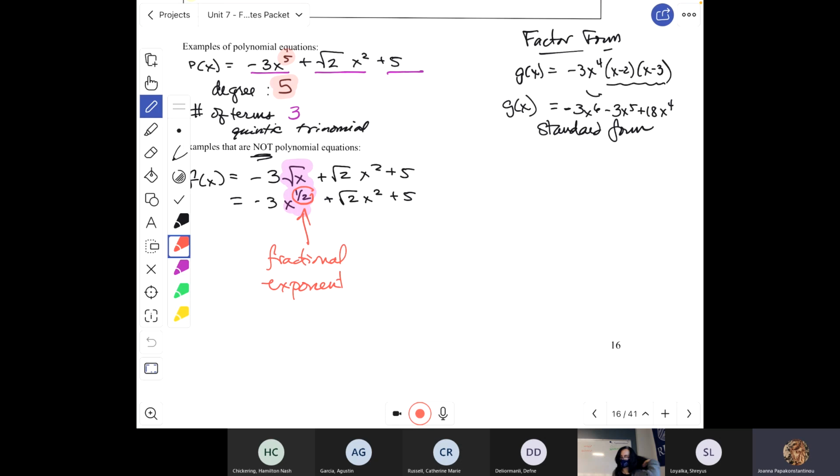And wouldn't the 2 have to come in front? Well, if I were trying to write it in standard form, but yes, but I already know that this is not a polynomial equation because of the rational exponent. Okay, what about this one?